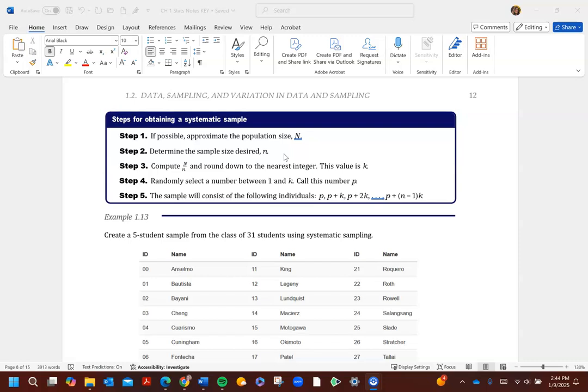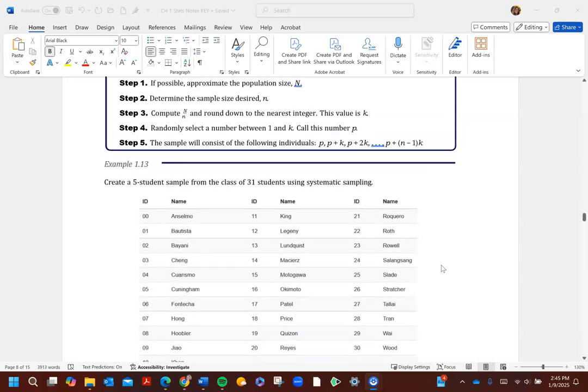The sample will consist of the following individuals. So we'll pick p, and that's like our start, and then p plus k, p plus 2k. So like the picture showed, it started on the second person and then it was every third. So let's see how we can do that with this set of data here. Create a 5-student sample from the class of 31 students using systematic sampling.